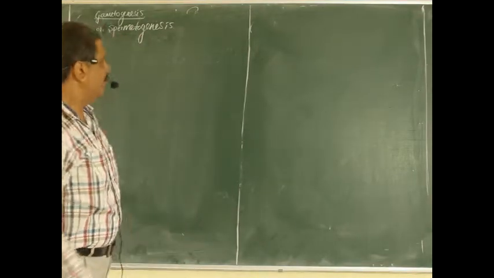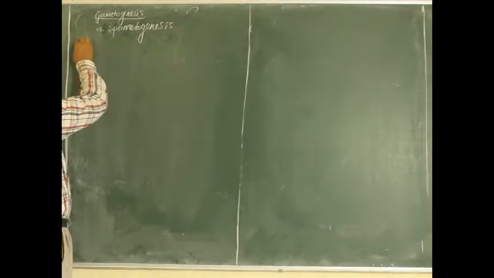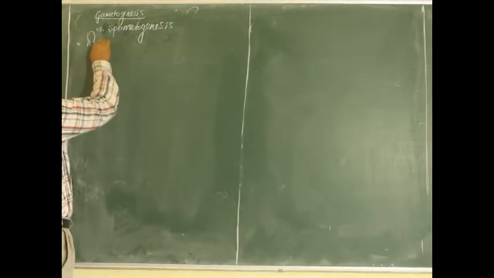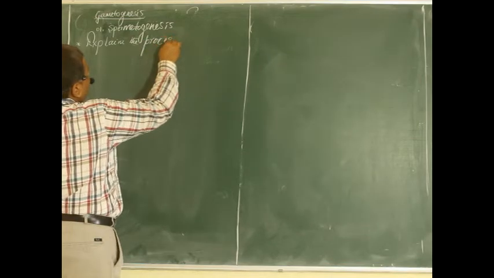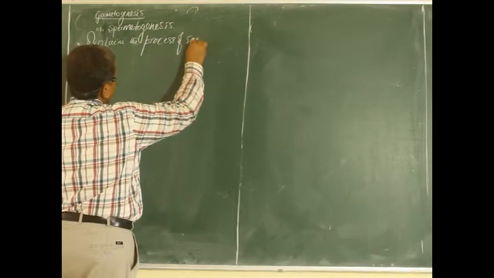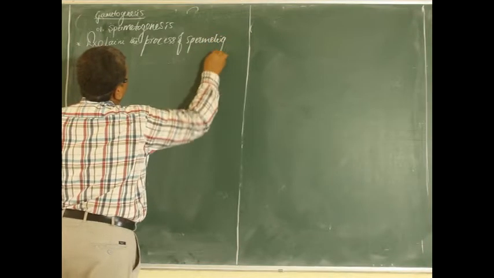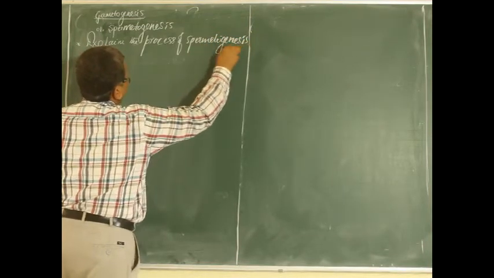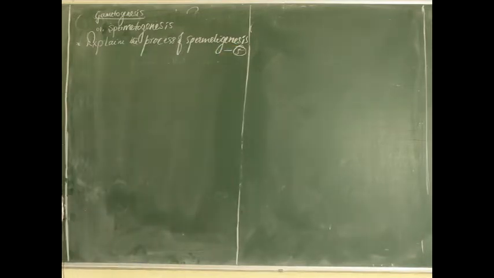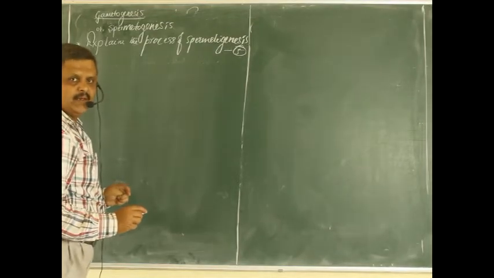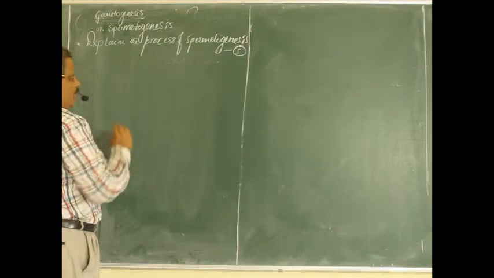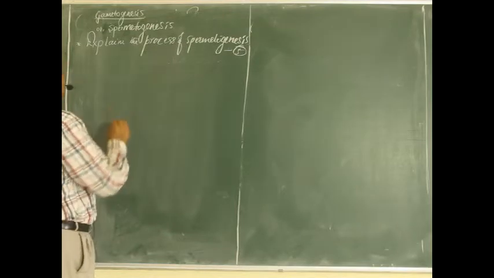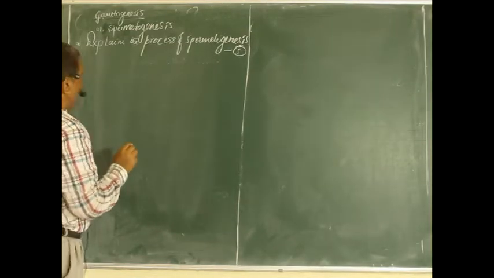ask a question that explain the process of spermatogenesis. It is for 5 mark. If they ask this question, then what you should write? That we will discuss now. The spermatogenesis process, it occurs in the seminiferous tubule.